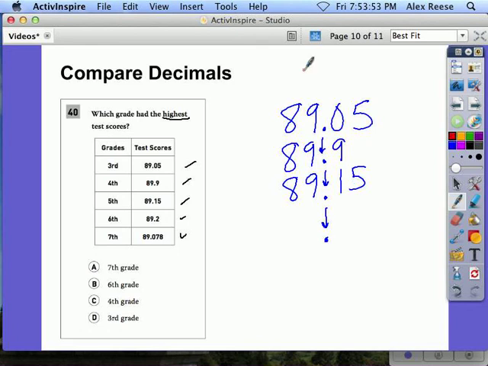Remember, ones and tens. I also make sure that tenths is lined up with tenths. Hundredths is lined up with hundredths. And any thousandths will be lined up with thousandths.